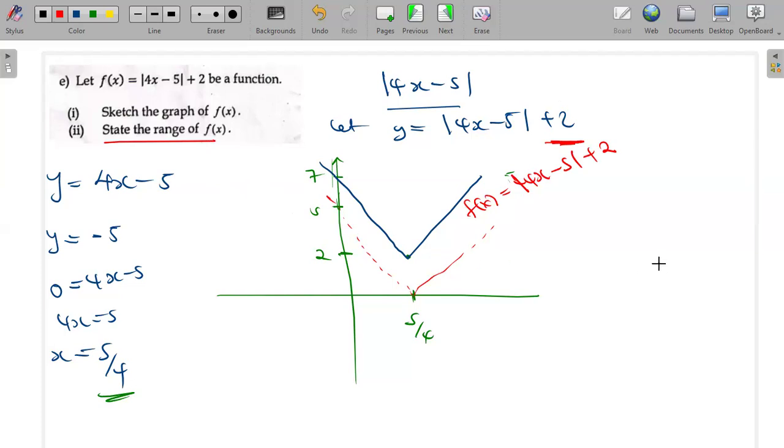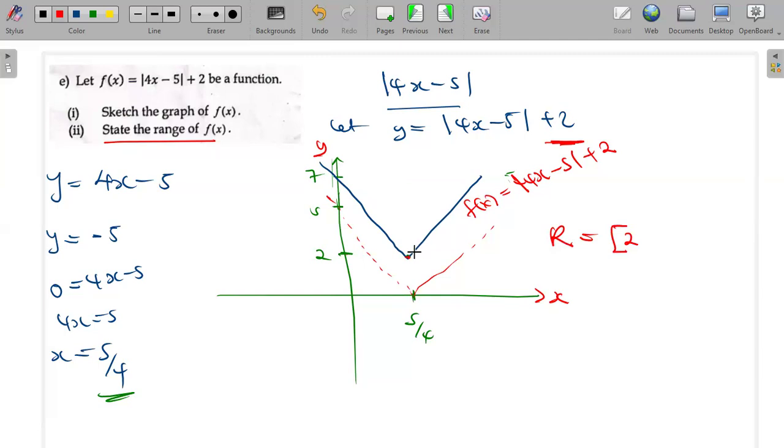Okay. Next, they're telling us to state the range. So to state the range you're looking at the what? The y-axis, this axis, the y-axis, that's the x-axis. What are the values of y that we are going to be getting? The lowest value, as you can see at this point, is 2. So our range is going to be equal to, our lowest value is 2. And 2 is going to be part of what?